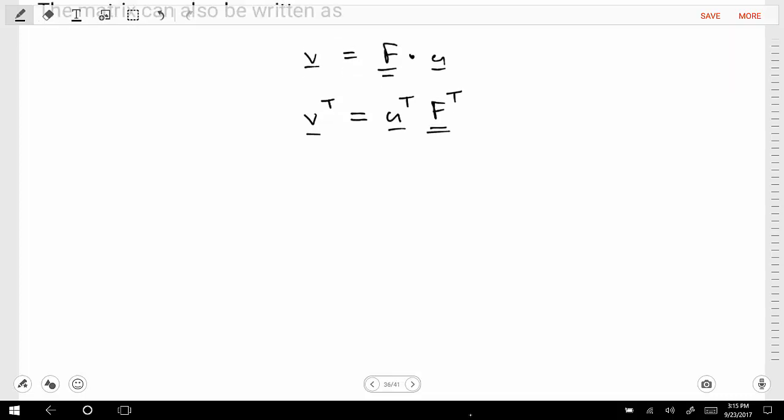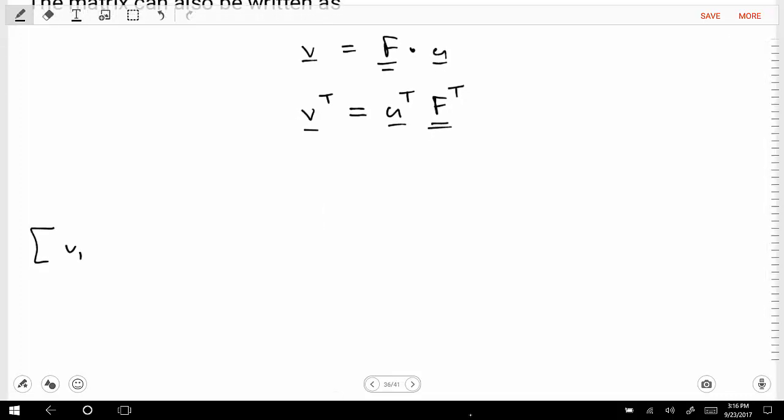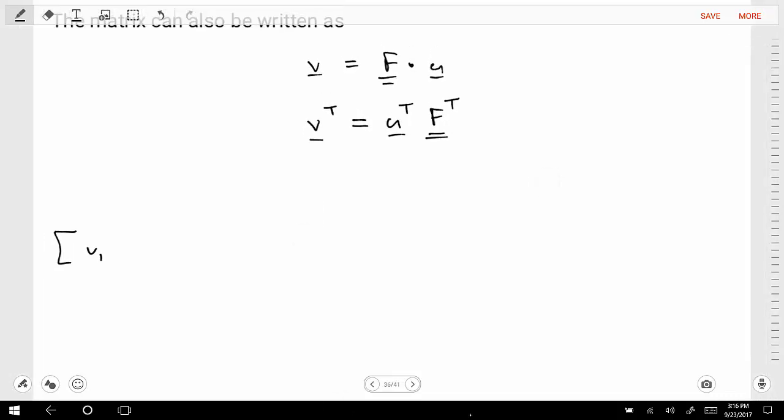Now, if we illustrate this in matrix form, when we transpose a vector, we switch the rows and the columns. So now, instead of having one column and 3 rows, we have 3 columns and 1 row. And there we go. V1, V2, V3 is equal to U1, U2, U3.